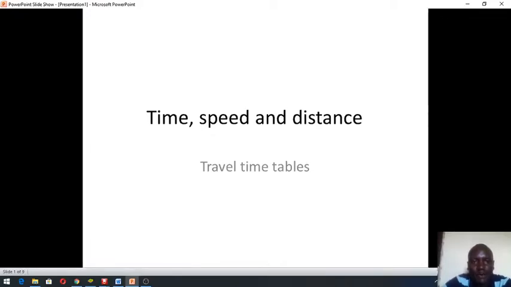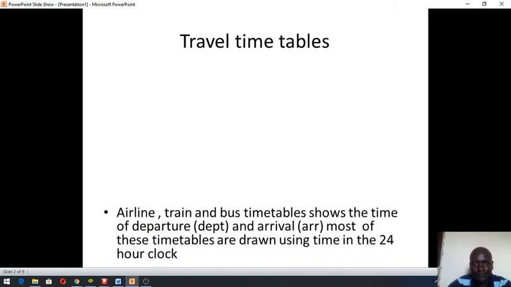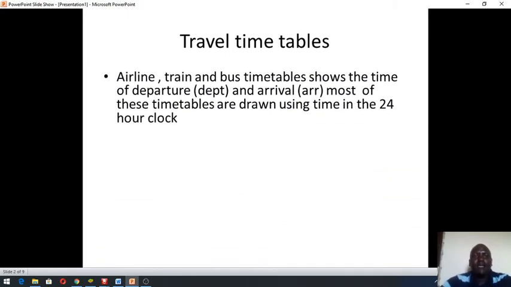Discuss about time, speed, and distance. The subtopic is travel timetables. Airlines, trains, and buses timetables show the time of departure, DEPT in short form, and arrival, ARR in short form. Most of these timetables are drawn using time in the 24-hour clock system.